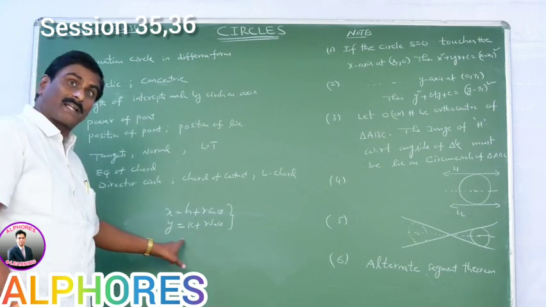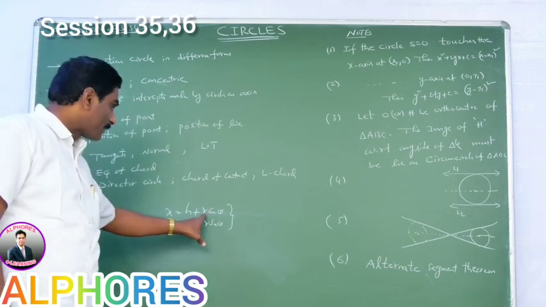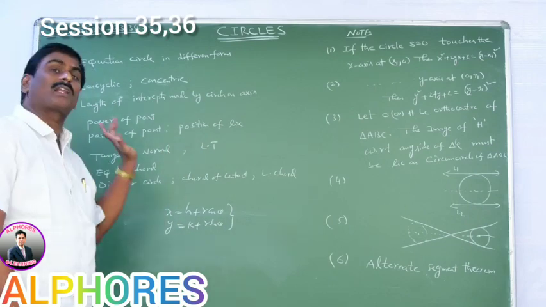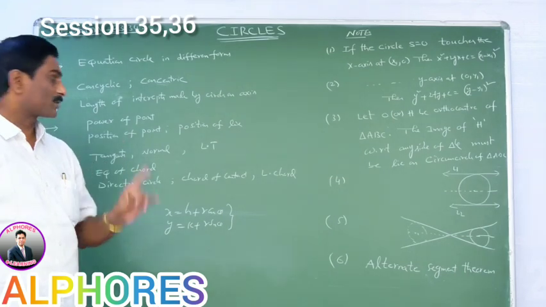This equation represents a straight line when r is the parameter and theta is constant. If r is the parameter and theta is constant, the same equation represents a straight line. Okay, please note that point.